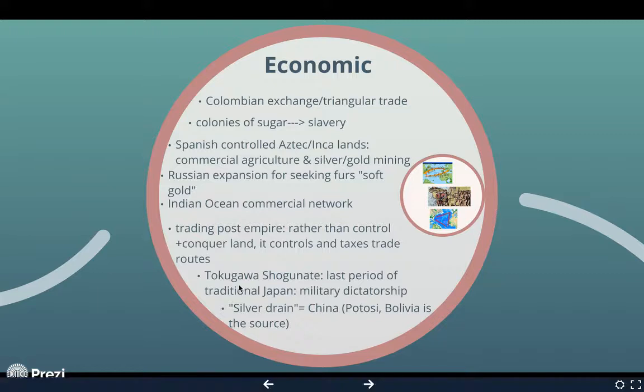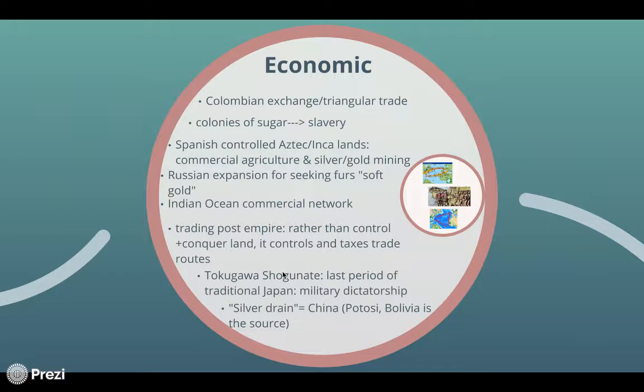The Tokugawa shogunate is in Japan. That was the last period of the traditional Japanese political system, which was a military dictatorship.